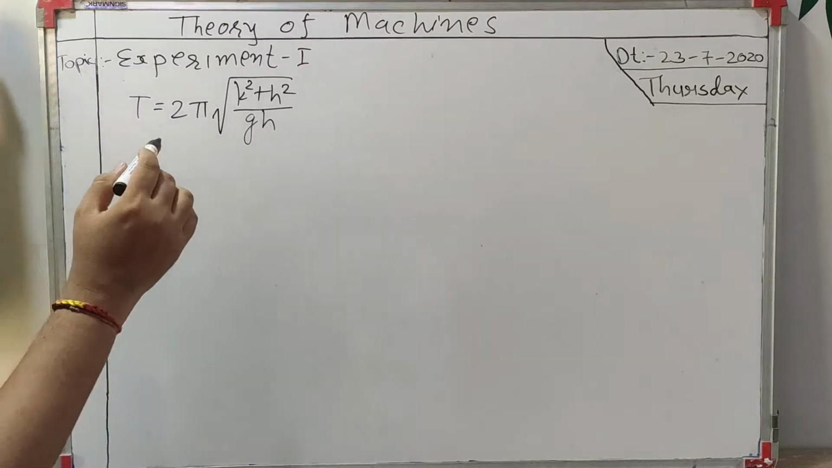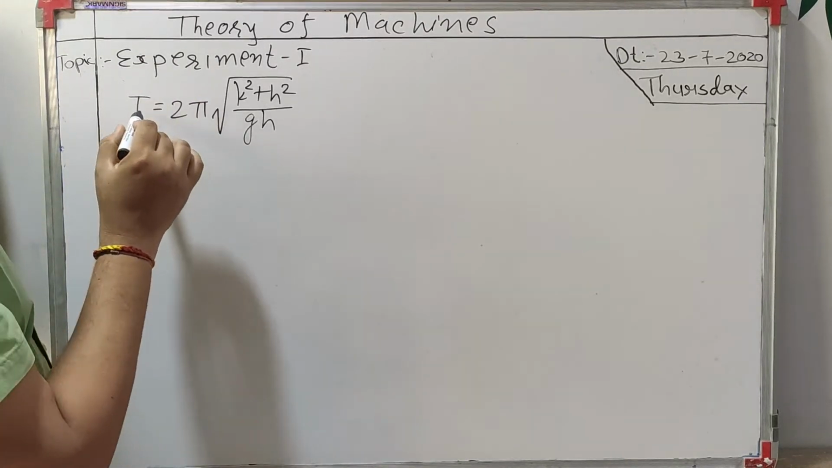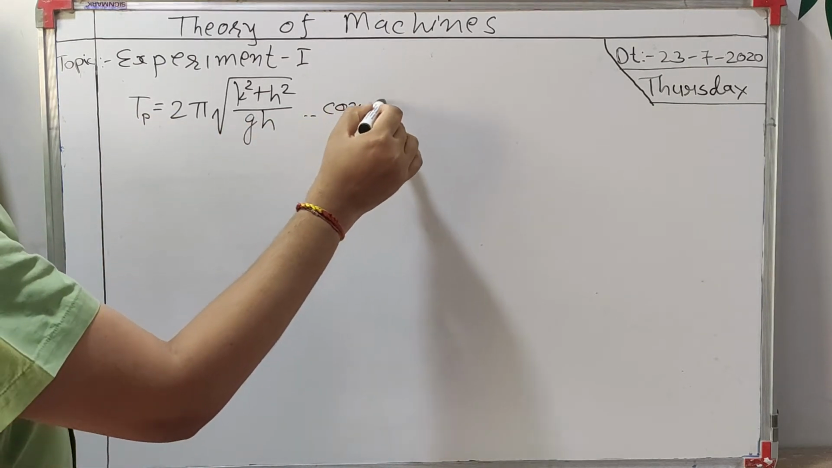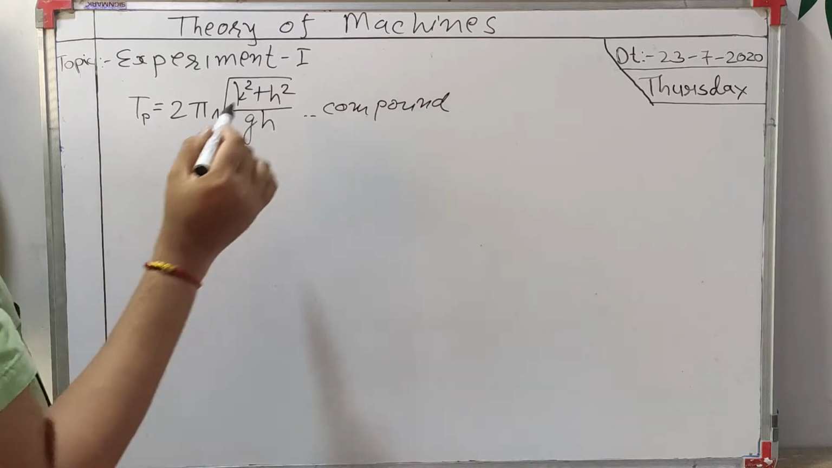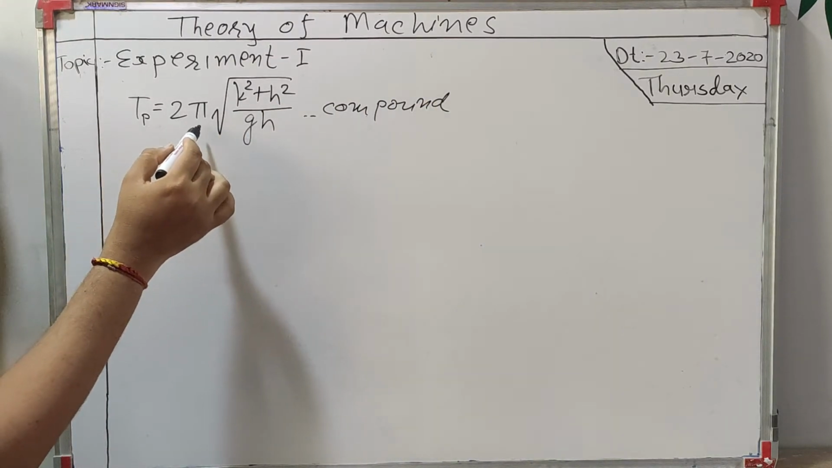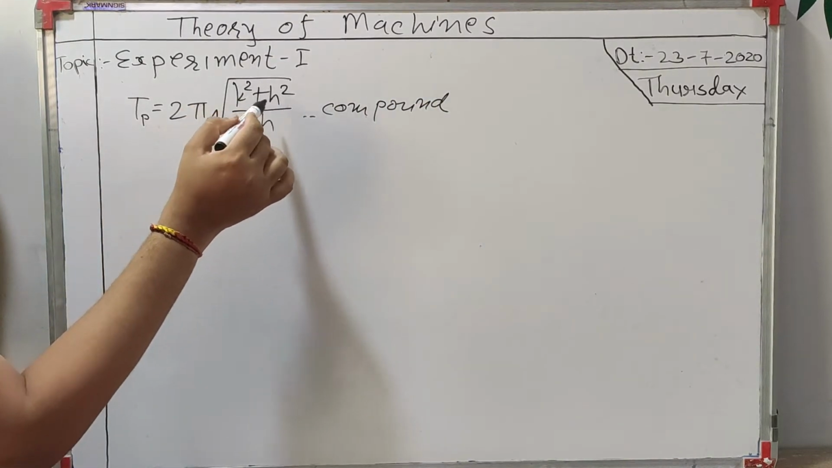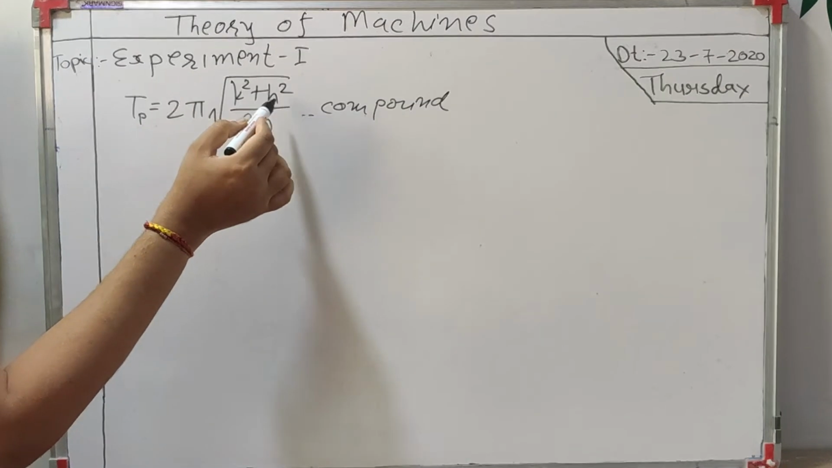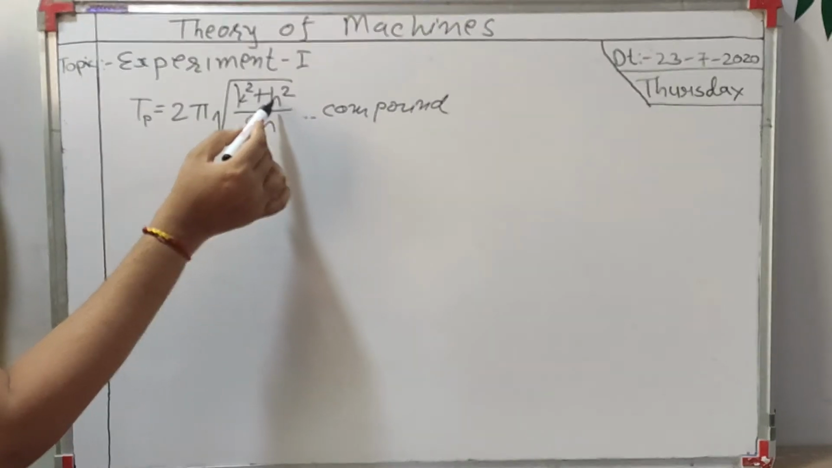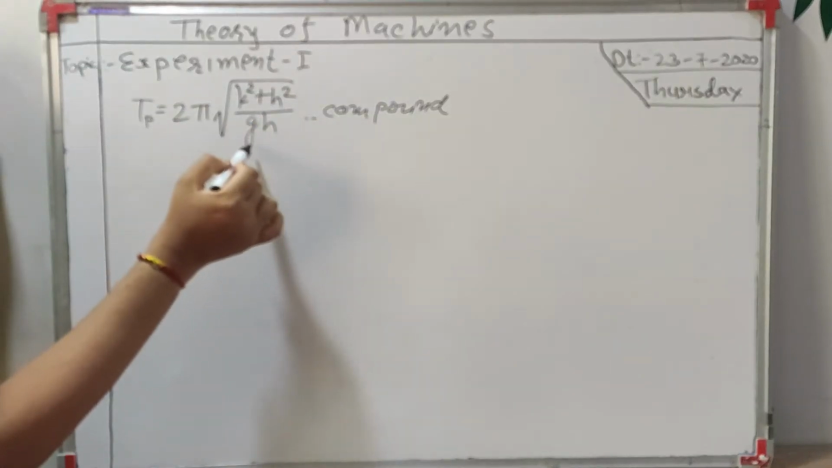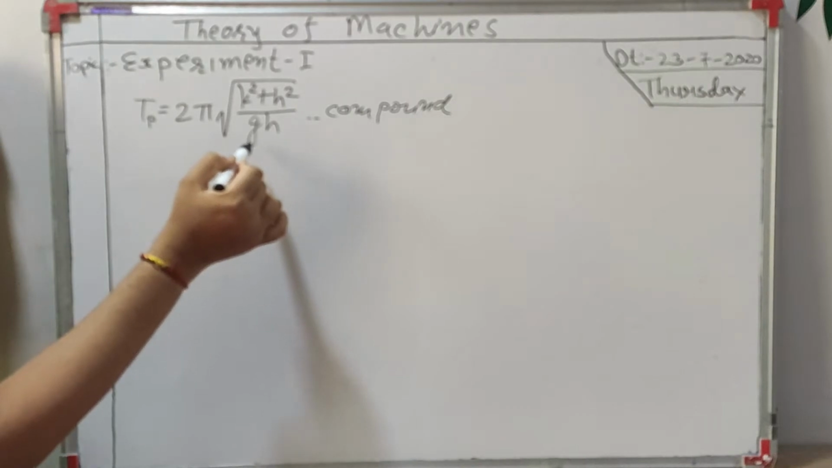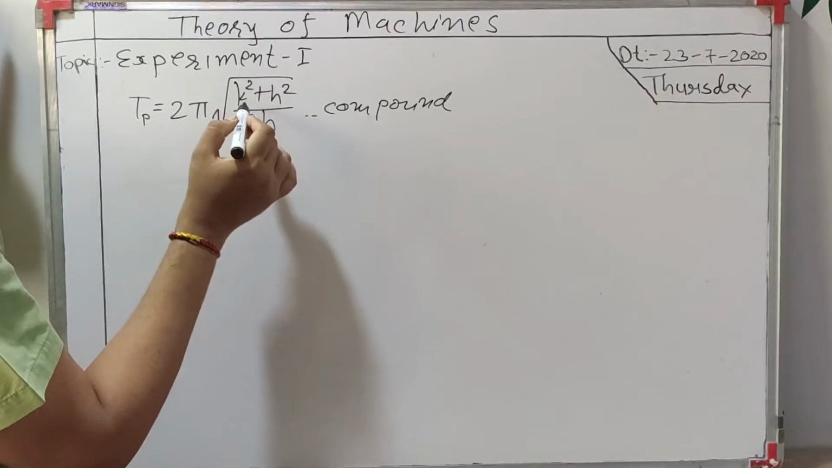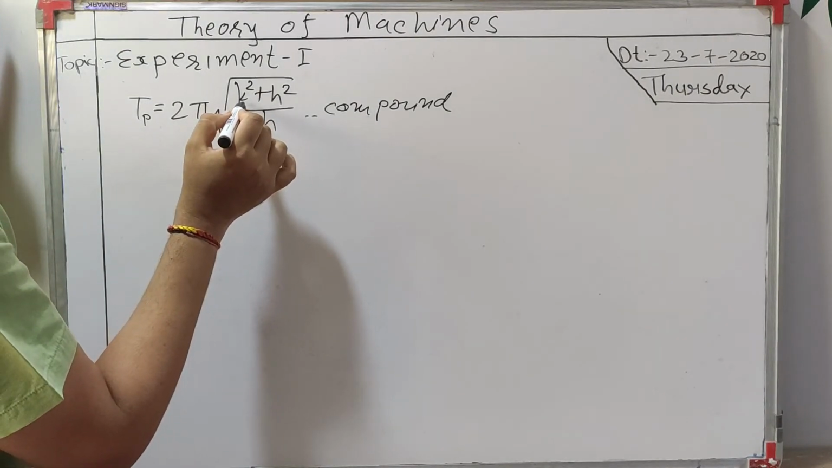In the previous lecture, we derived the time period for the compound pendulum. As per this equation, time period is equal to 2 pi square root of (k square plus h square) divided by gh, where k is the radius of gyration, h is the distance from the point of hanging to the CG, and g is gravitational acceleration, which is 9.81, as we already know. Now what we are interested in is finding k.